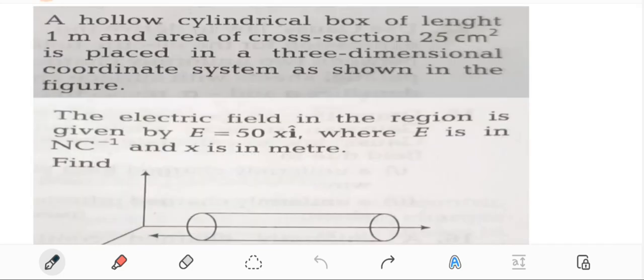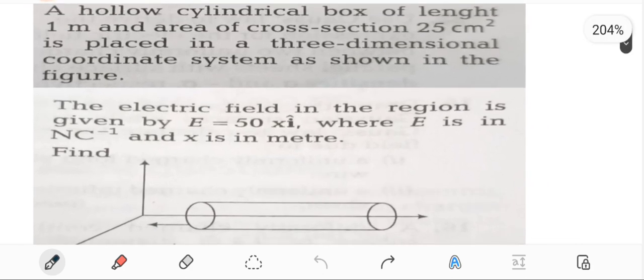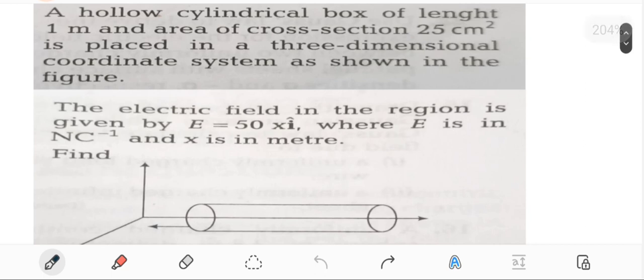The first question is on the screen, students. A hollow cylinder box of length 1 meter and area of cross-section 25 centimeters square is placed in a three-dimensional coordinate system. It is shown in the figure. Now, one thing is missing over here. This is the length of 1 meter, and the length of the cylinder is given, that is 1 meter.